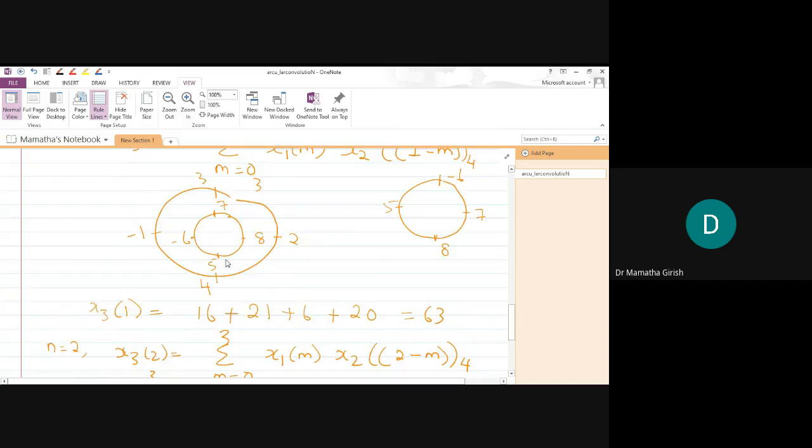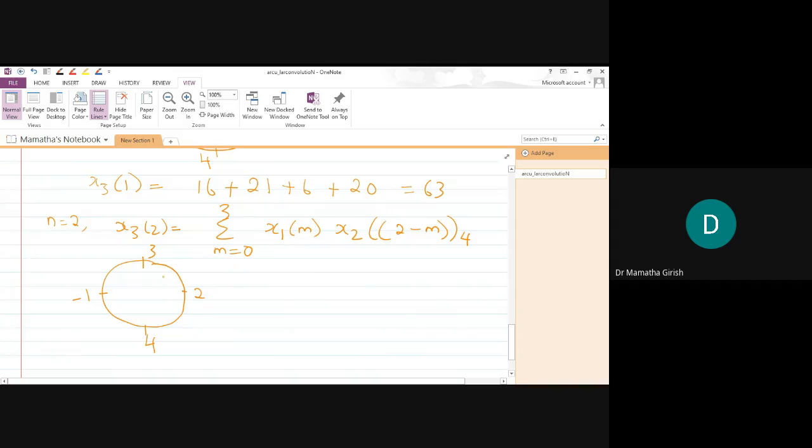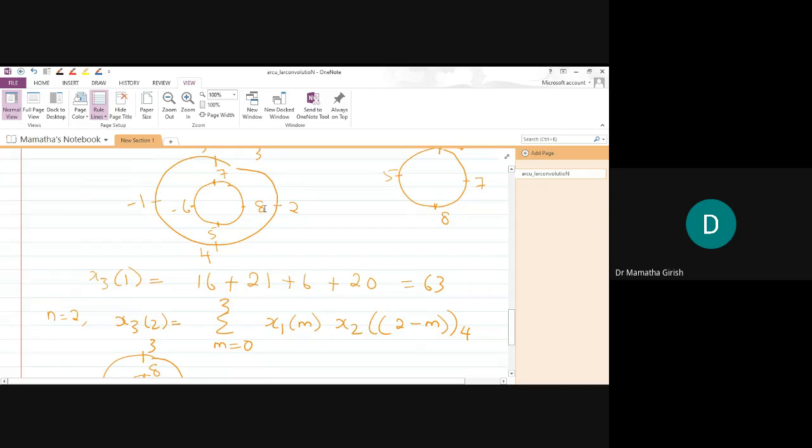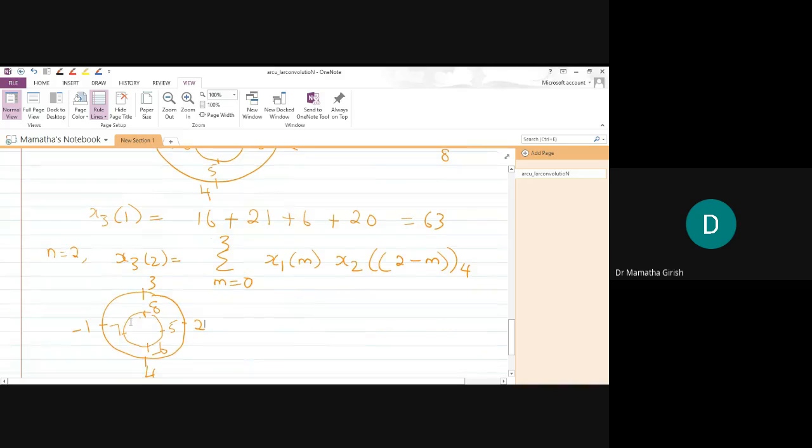8, 7, -6, 5. So it comes like this. 8, 7. This should be -6. This should be 5. So what I've done is, now this 8 has been shifted by 1 term towards the anti-clockwise direction. It was 8, 7, -6, 5. Now it is 8, 7, -6, and 5.